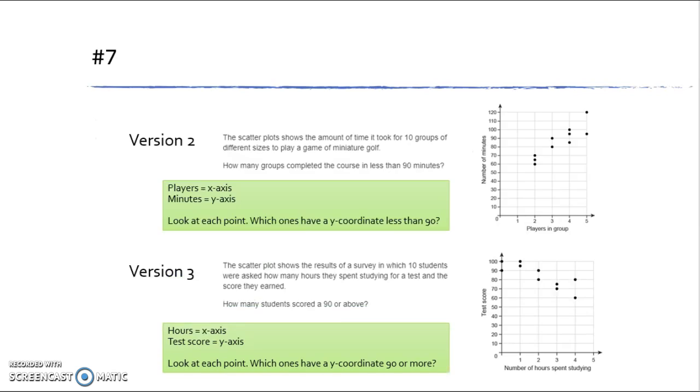Version 2, it says how many groups completed the course in less than 90 minutes. So you're going to be looking at each point and finding the ones that have a y-coordinate that is less than 90 and count them up. Version 3 says how many students scored a 90 or above on this test. So you're going to look at each point, which ones have a y-coordinate of 90 or more. Be very careful that you're including 90 in this particular example.